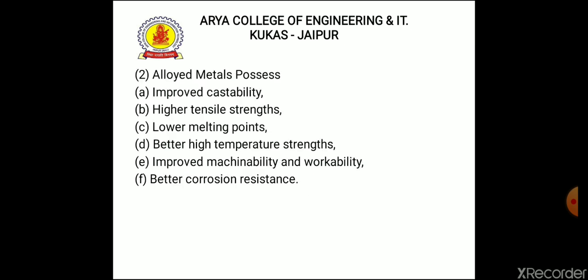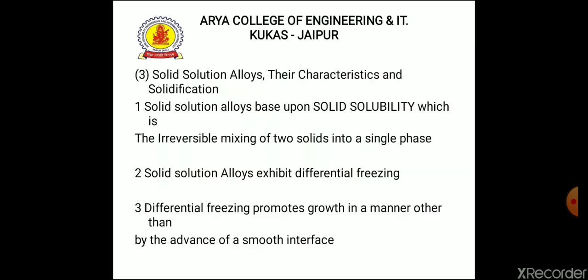Second one is alloy metal properties, which include improved castability. Second one is higher tensile strength. Next is lower melting points. Next, better high temperature strength. And the next is improved machinability and workability. And the next is better corrosion resistance.